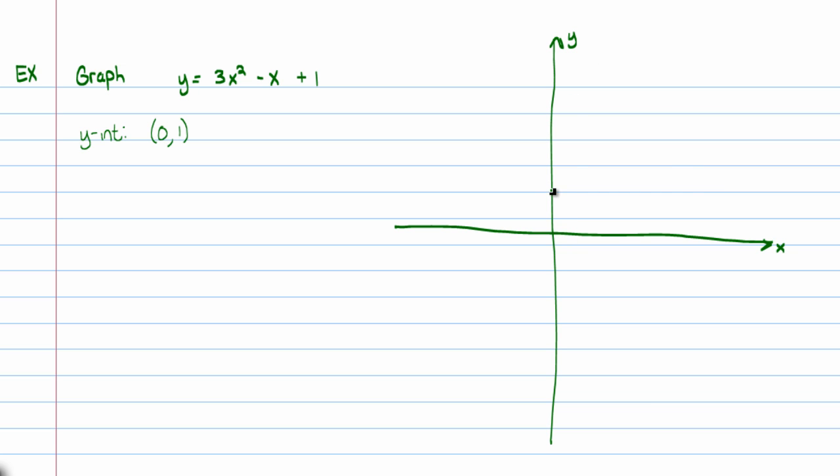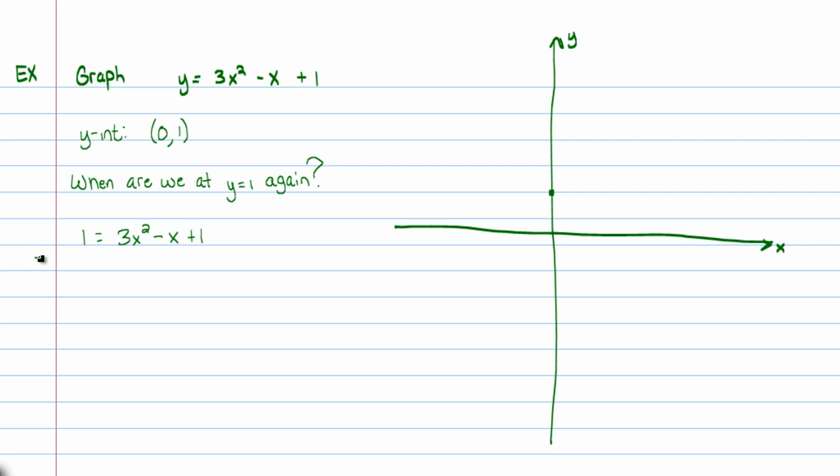X equals 0, y equals 1. We'll pretend that's right there. And now I'm going to go ahead and ask, when are we at y equals 1 again? Because I want to know where the symmetric point is. So we'll let y equal 1 in our equation and see what the corresponding values for x are.